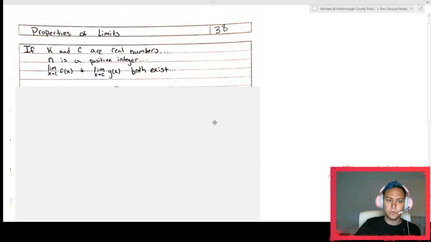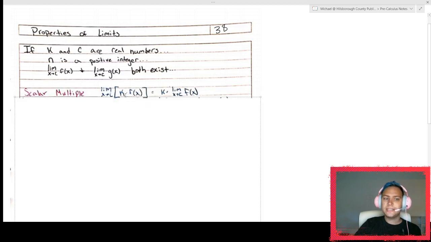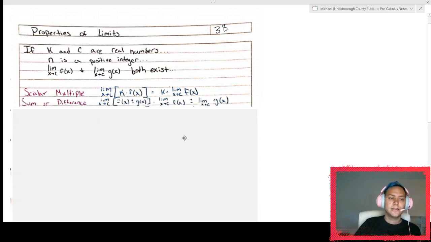The first one is the scalar multiple I was saying: you can take a scalar multiple and factor it out. So the limit as x approaches c of k times the function is the same as the limit as x approaches c of the function, then multiplying by k at the end. The sum and difference property is that if you have the limit as x approaches c of f of x plus or minus g of x, you can separate that into two separate limits: the limit as x approaches c of f of x plus or minus the limit as x approaches c of g of x.